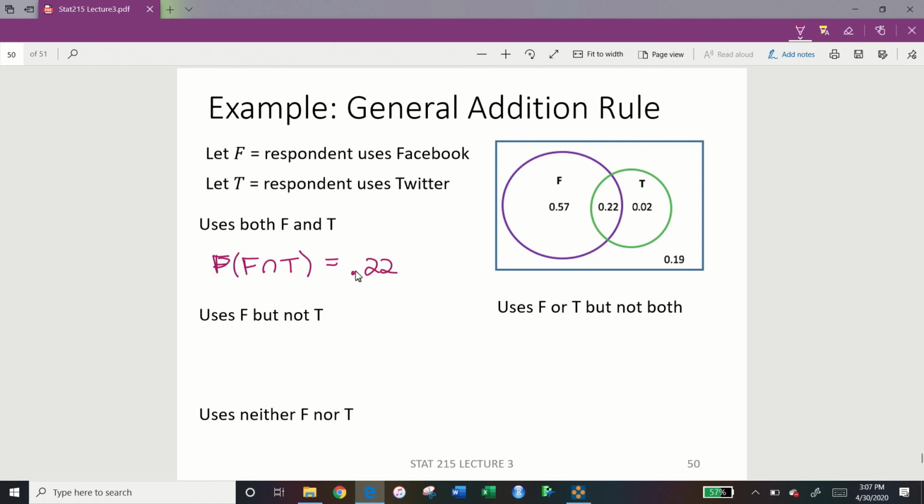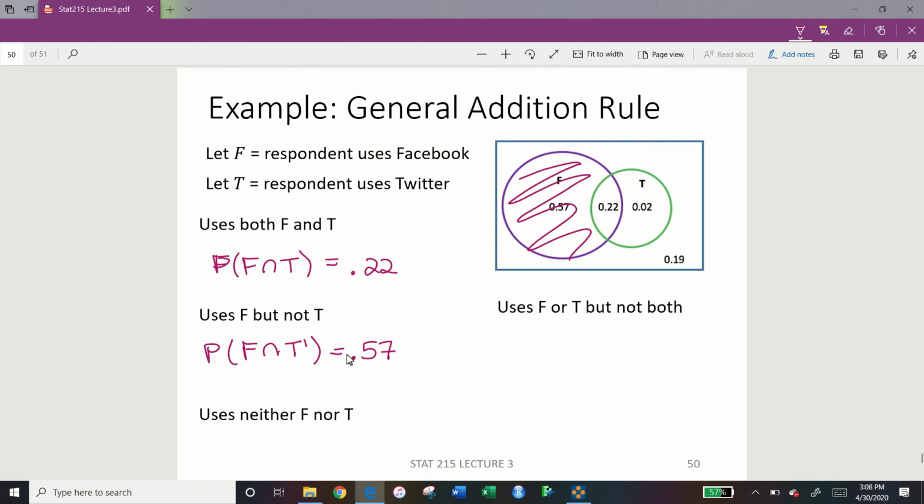intersection. Next, we're asked, uses Facebook, but not Twitter. So we want the probability of uses Facebook, but not Twitter. So we want the intersection of Facebook users and not Twitter users. That's going to be 0.57. Let's move on to the next one.